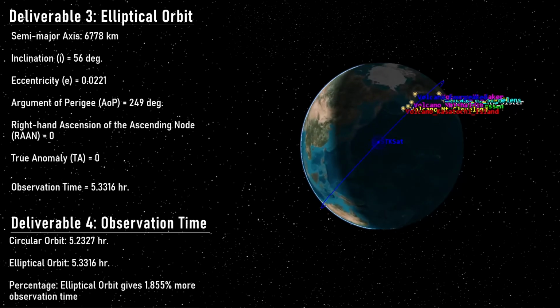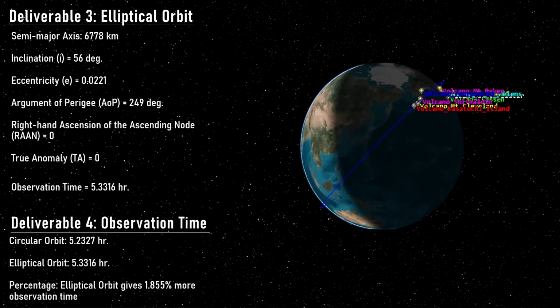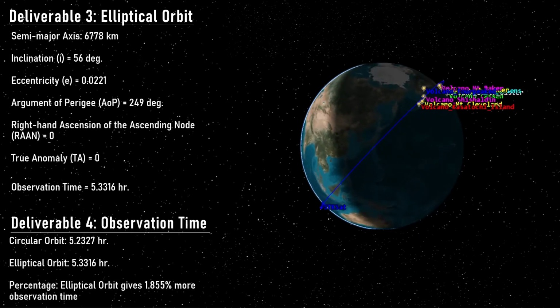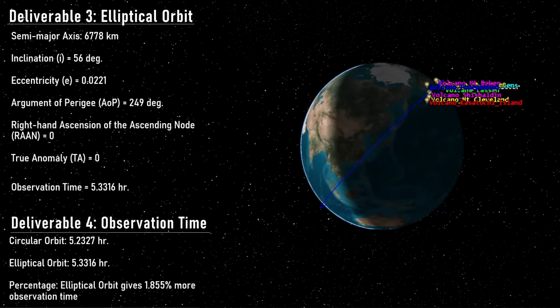For deliverable 4, observation time, we can observe that an elliptical orbit provides a 1.855% increase in viewing time over the targets for our STK-SAT when compared to the circular orbit.